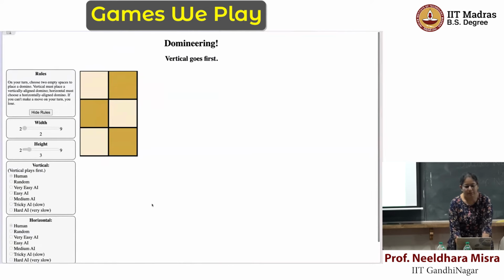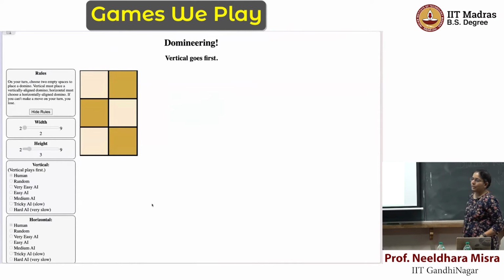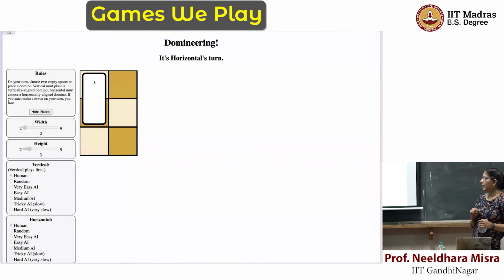Okay. What about 2x3? Vertical goes first, so they cannot immediately block horizontal. Whatever they do, but look, no matter what you play, they also cannot block you, right? You cannot block them, but they also cannot block you. Okay, let's watch. So you make your first move anywhere. Okay.